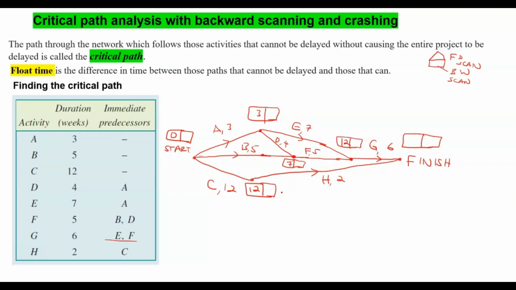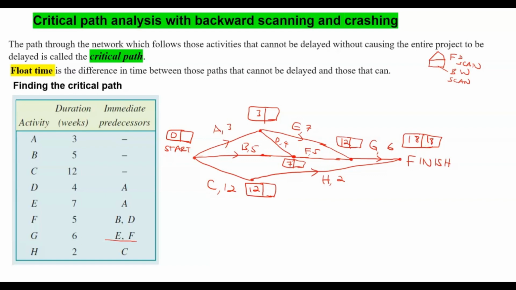So then again, we have another node. So we could also come this way here. That's going to be 12 plus 2 is 14. Or you could come this way, 12 plus 6 is going to be 18. So you put the 18. 18 is bigger. So you always take the bigger number. So 18 weeks. All right.